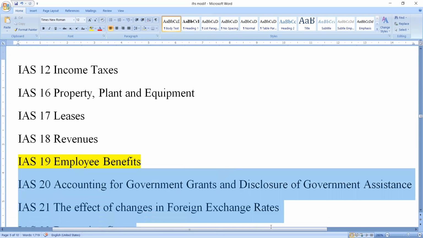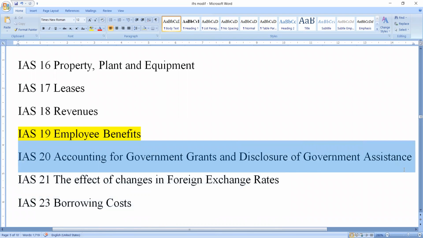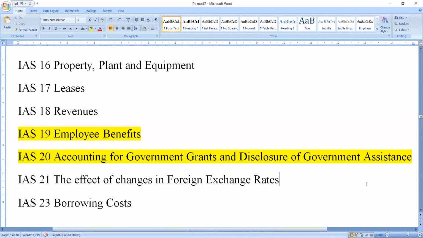International Accounting Standard 20, accounting for government grants, and disclosure of government assistance. See, what is meant by government grants? Government grants are special funds and amounts given for the purpose of government schemes and government projects. Government also gives so many funds, so many amounts.